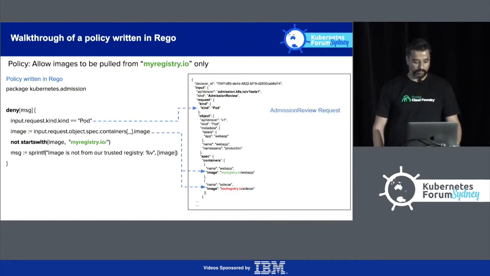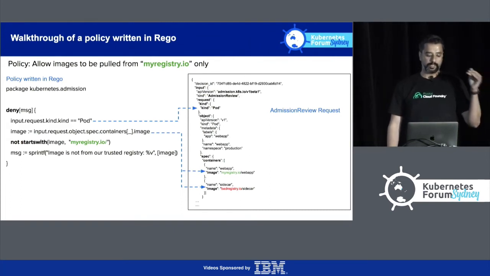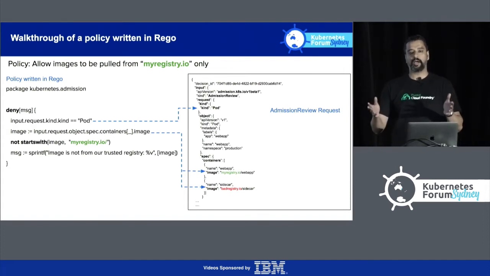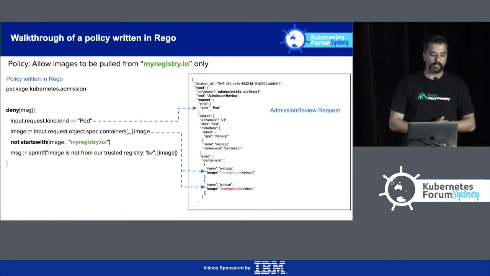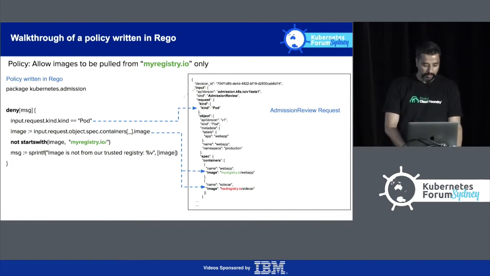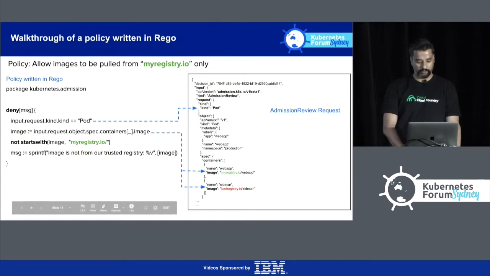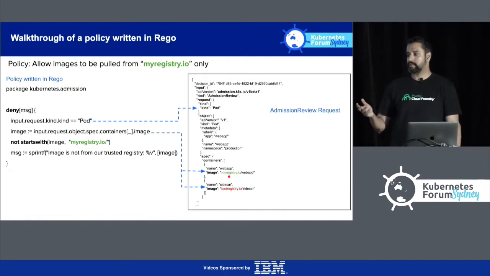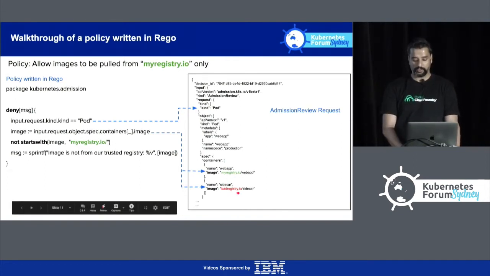So this is an admission review request, and it's kind of self-explanatory. The deny rule first checks whether a pod is being created. Imagine we are just after pods here. Then it builds an iterator over all the images here. As you can see, there are 2 images being referenced, because there are 2 containers which are part of this pod. One's coming from myregistry.io, which in this imaginary example is our trusted registry, and the other one is from badregistry.io.